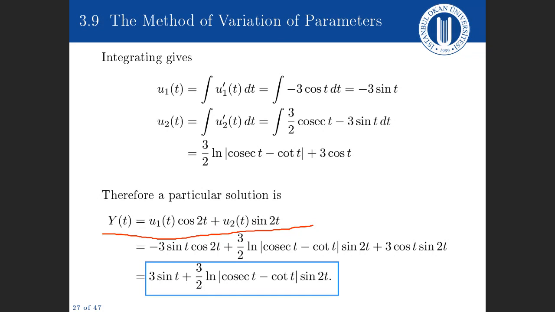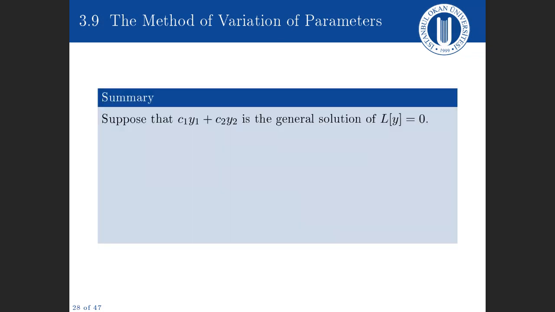So yes, this is a little bit complicated. It's complicated perhaps because of all the calculation here. Let's just summarize what I was doing here. Suppose we know that c1y1 plus c2y2 is the general solution of L of y equals 0. Step 1, we're going to guess that our particular solution is equal to u1y1 plus u2y2.